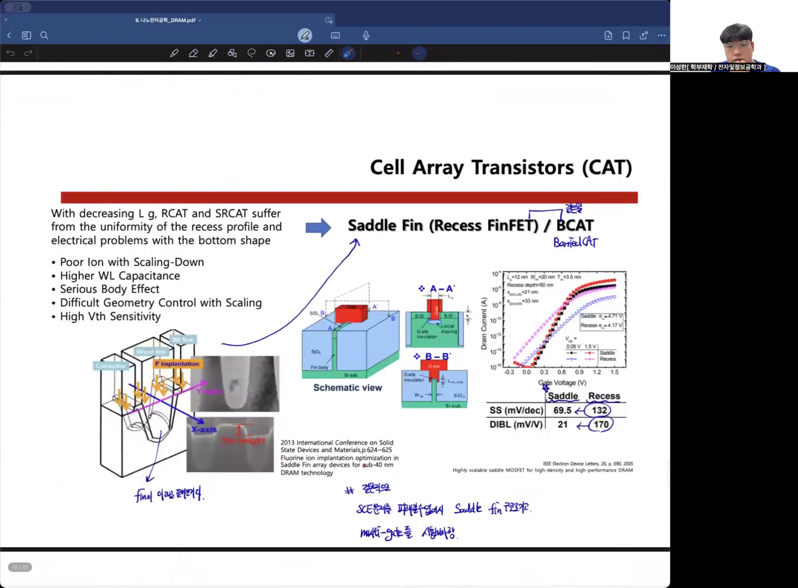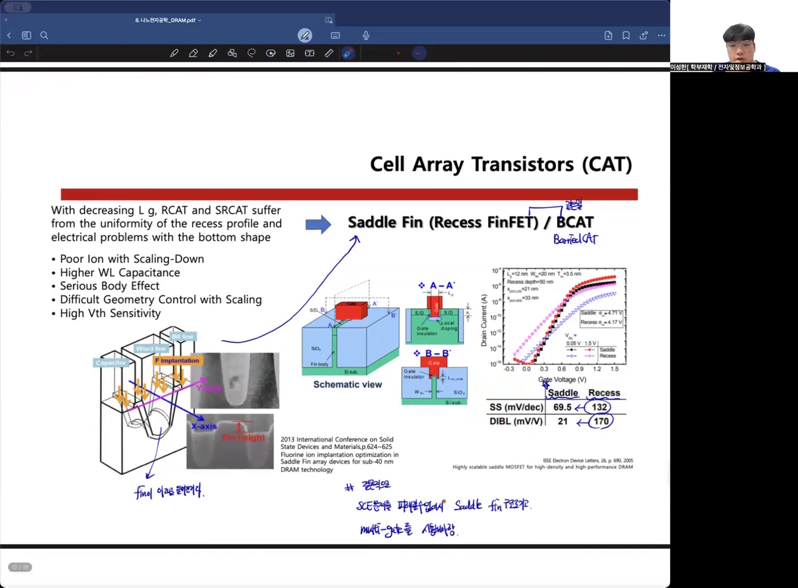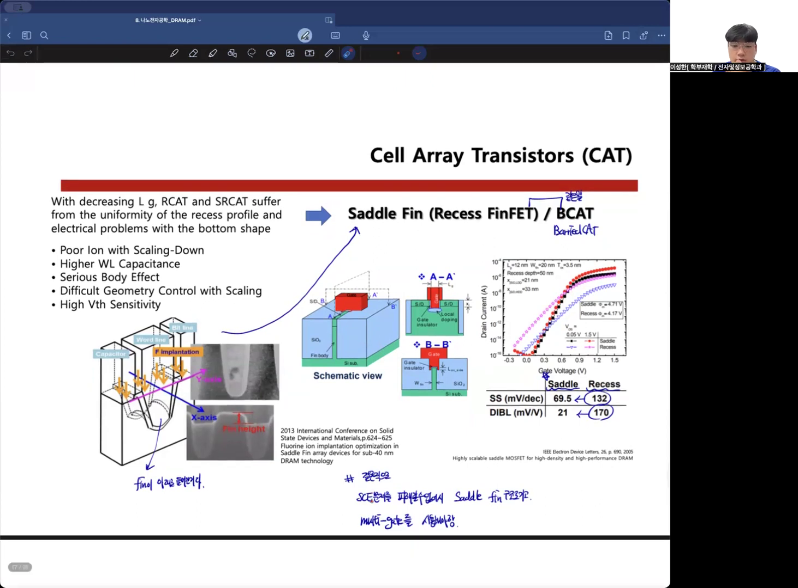And then this SR cat is not enough to solve this problem. So we use a channel shape that looks like a saddle. The process is called the saddle fin process. It can make better substrate strain and a deeper effect than the recess FinFET. So currently we use the saddle fin for the cell array transistor.